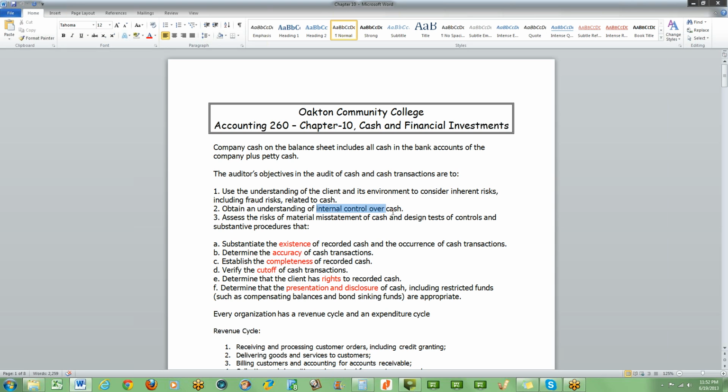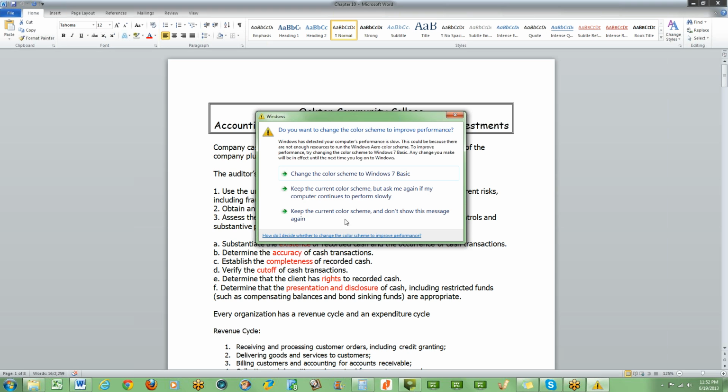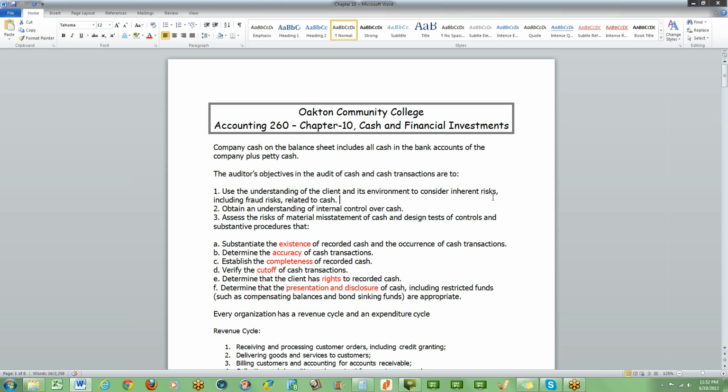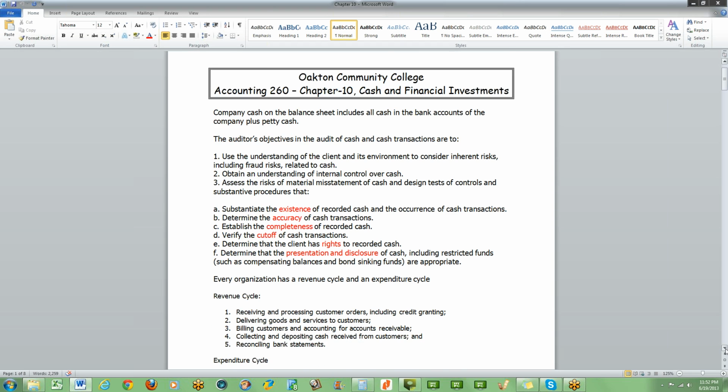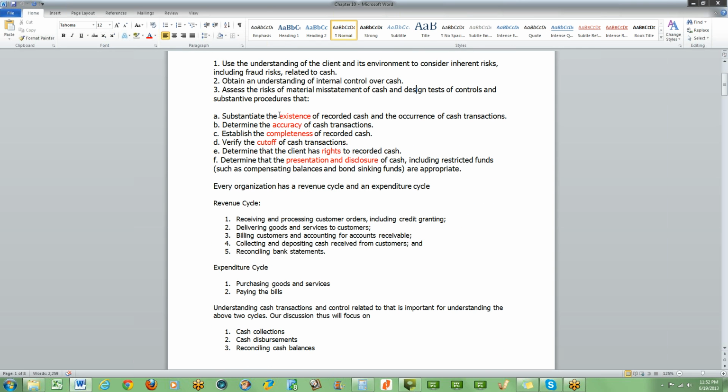Of course, get an understanding of internal control. Assess the risk of misstatements. What can go wrong? Okay. So when we start this, what are we trying to ascertain? The cash does exist. That's what we want to make sure. Accuracy. It's accurately recorded. Completely recorded. The cutoff also, in a way, these two are the same.